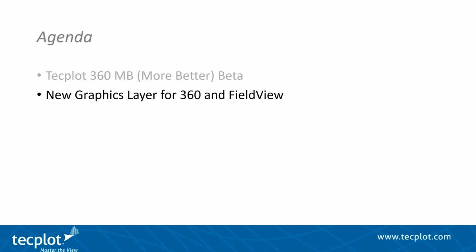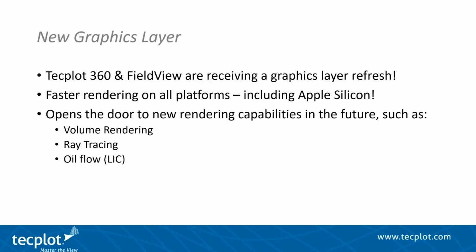We'll have a slide later that shows you how to download it, where to go get it. But I also want to jump into the new graphics layer. So again, the Tecplot 360 and FieldView teams are working together to update the rendering technology that we're using. This is going to result in faster rendering on all platforms, including Apple Silicon. I know that we have a number of Mac users out there, and it's been a long time coming for us to have a macOS Silicon native version of Tecplot 360 that will be coming in 2025.